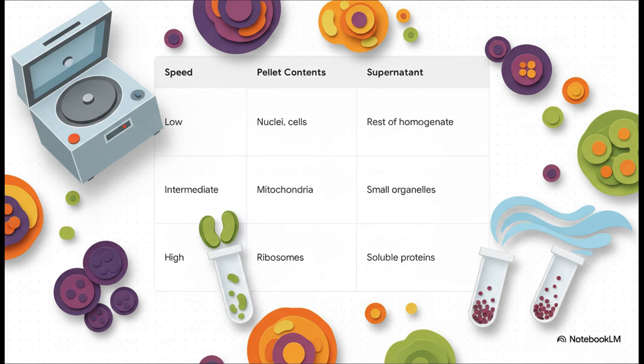We pour off the remaining liquid, called the supernatant, and spin it again, this time at an intermediate speed. This forces down the medium-weight organelles, like your energy-producing mitochondria. We pour the liquid off one more time and spin it at an extremely high speed to pull down the very tiniest elements, like the protein-building ribosomes.